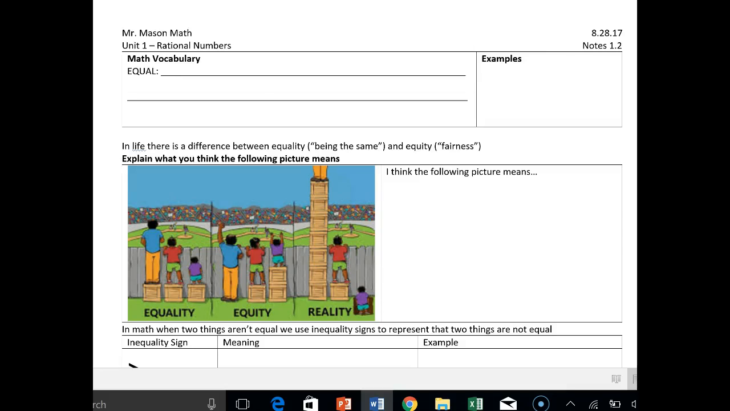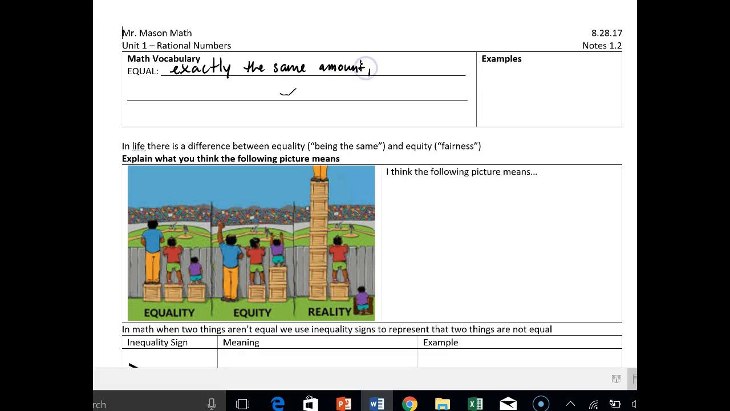So today we're going to be talking about the difference between inequality and inequity. Remember, when we have a situation that's economically unfair, we call it inequity. And today we're going to figure out how that's different than inequality. So first of all, we have a math vocabulary word. Equal means exactly the same amount.